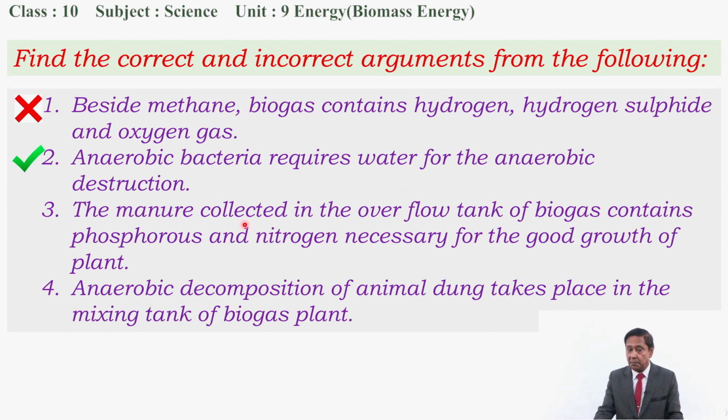Now next, the manure collected in the overflow tank of biogas contains phosphorus and nitrogen necessary for the good growth of plant. Yes, it contains phosphorus and nitrogen. This argument is also correct. Now, the fourth one, anaerobic decomposition of animal dung takes place in the mixing tank of biogas plant. Is it? No. Actually, anaerobic decomposition takes place in the digester tank, not in the mixing tank. That's why this argument is incorrect.